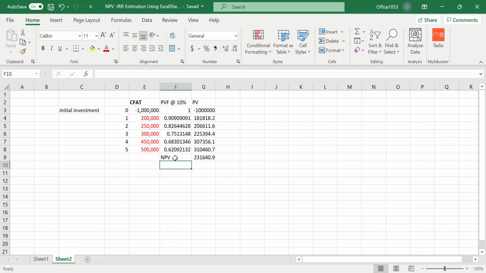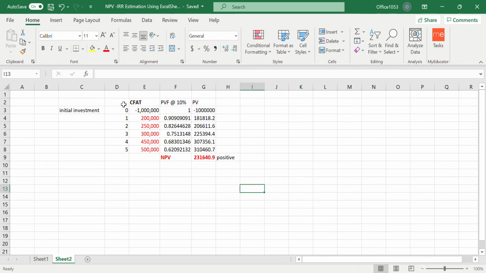So this means at a 10% discount rate, the present value of cash inflows is greater than the present value of cash outflow. That is why the NPV is positive. So the project is accepted at this rate of interest.